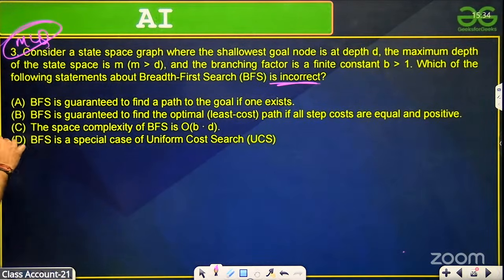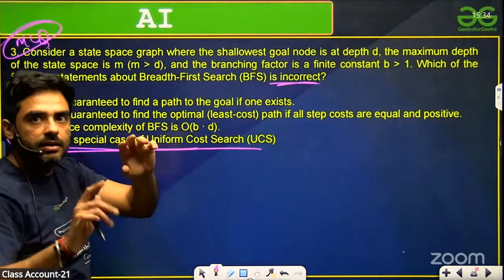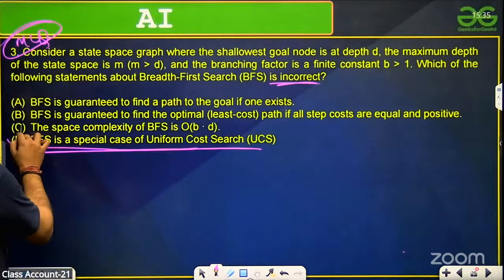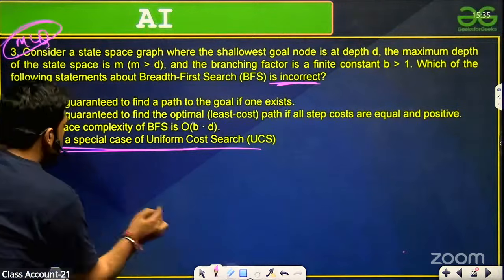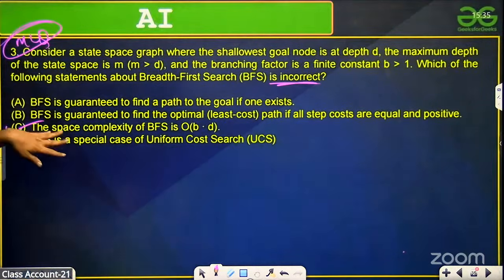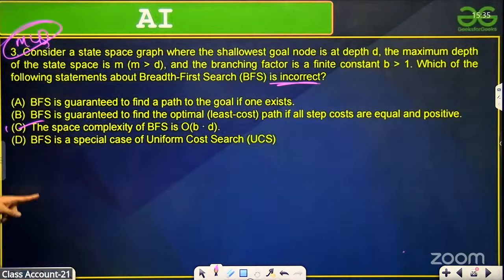See, this is correct. BFS is a special case of UCS. So try memorizing this. This is the correct statement. This one is incorrect. Option C is incorrect. Option D is not the answer. This is correct. So you just leave this case. UCS will be covered later. Option C is wrong here.